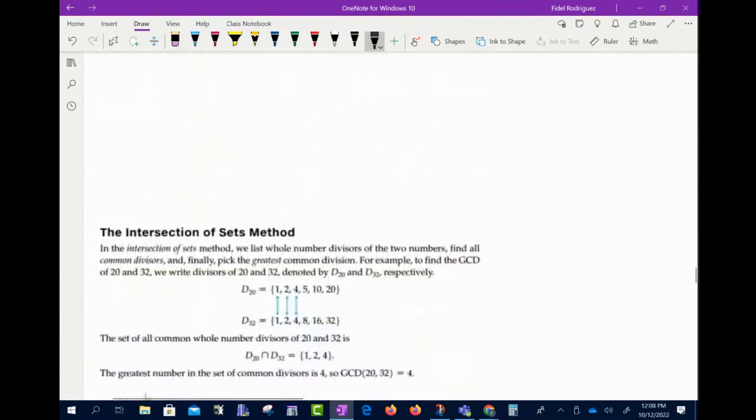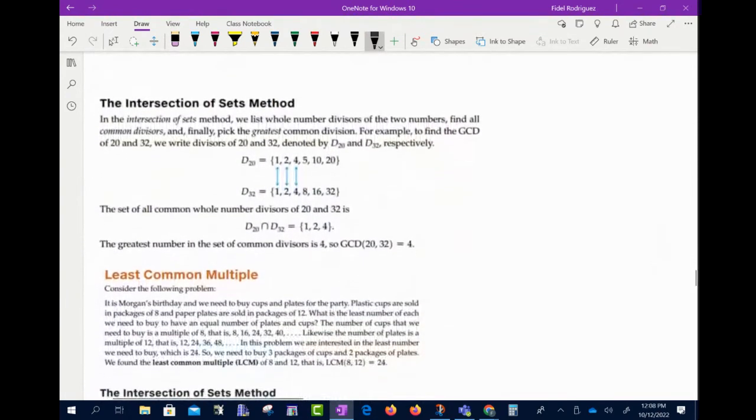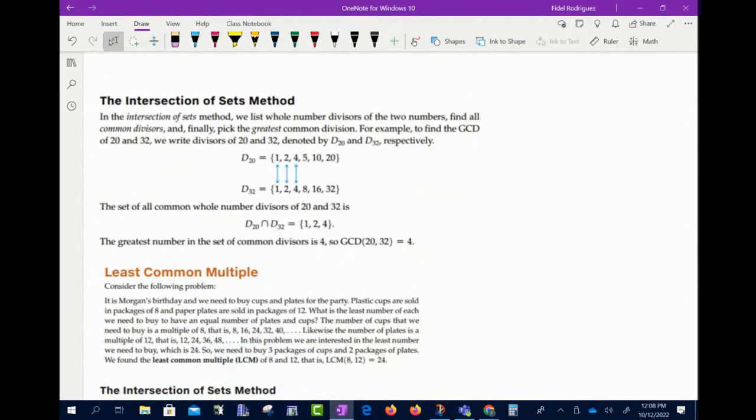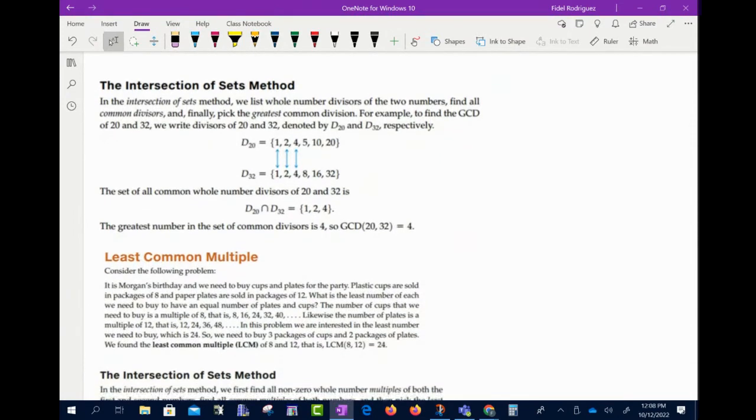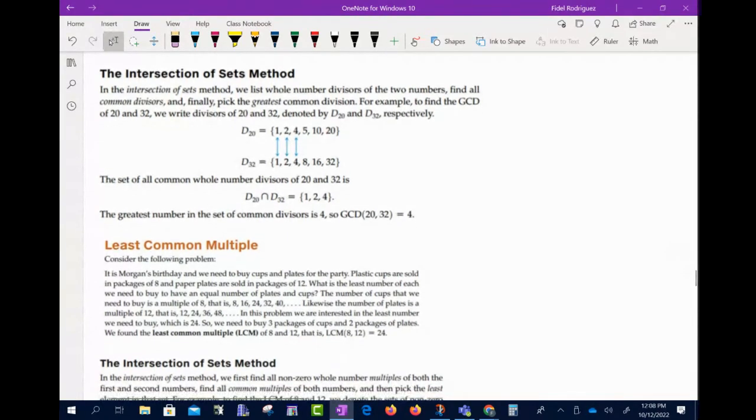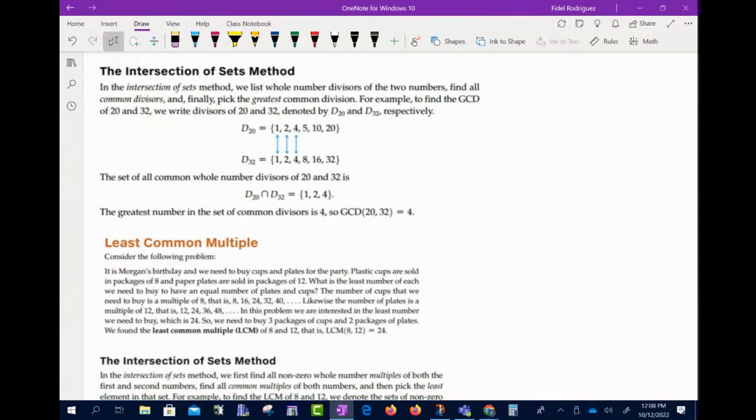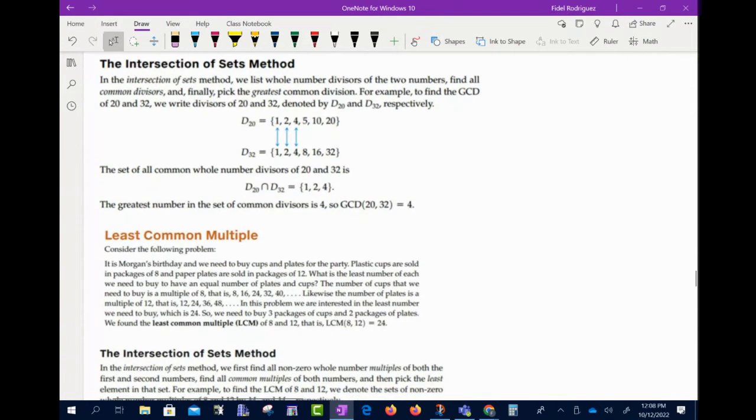Let me keep scrolling along here. There's something called the intersection of sets method. If we want to find the greatest common divisor, we break down our numbers, then find the numbers that they have in common, and look for the biggest one they have in common. They did it here for 20 and 32. I'm going to come back and we're going to do some problems where we actually do it ourselves, but that's the process.